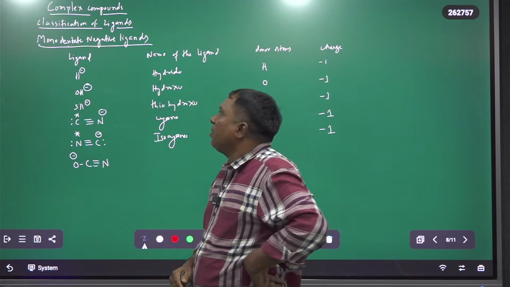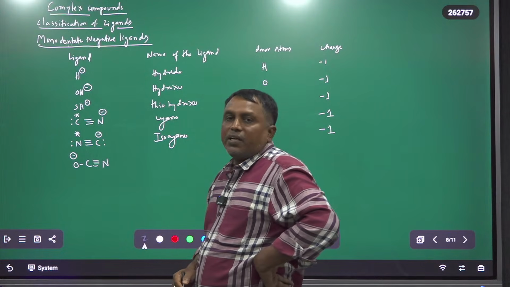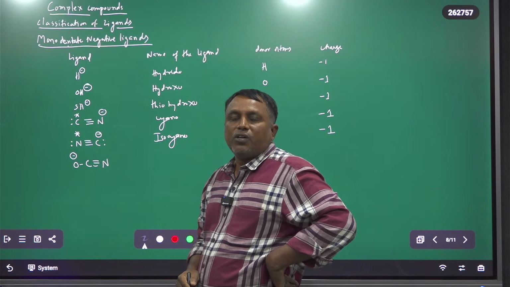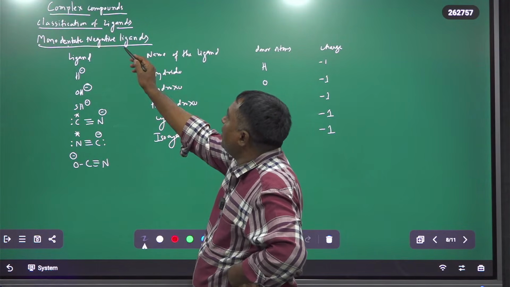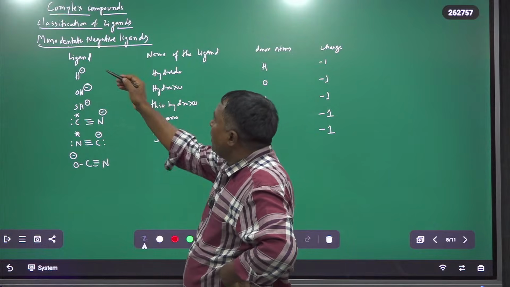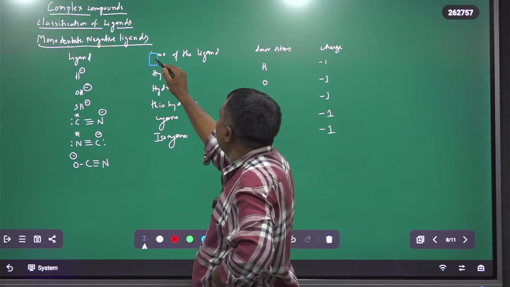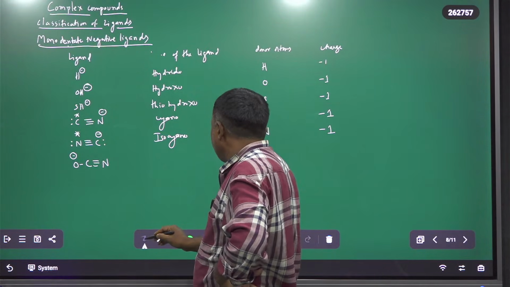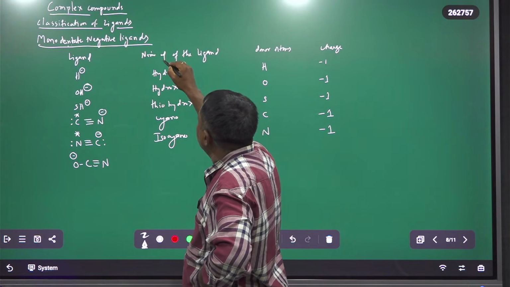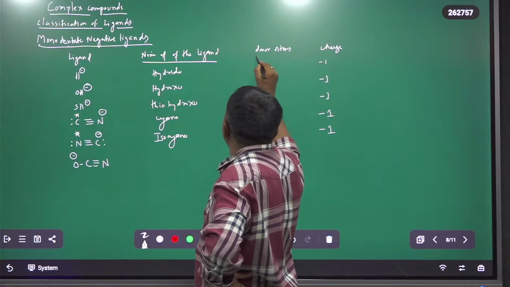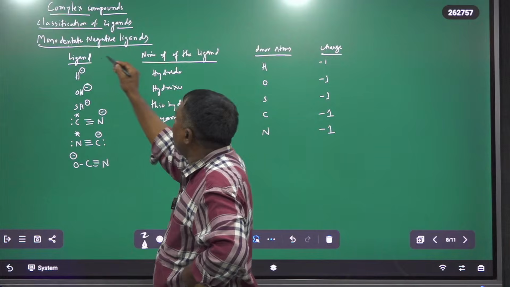In the last class we already discussed the classification of ligands, including monodentate neutral ligands as well as monodentate positive ligands. Now these are the monodentate negative ligands. This is the name of the ligand, this is the donor atom, and this is the charge of the ligand. There are 4 columns.